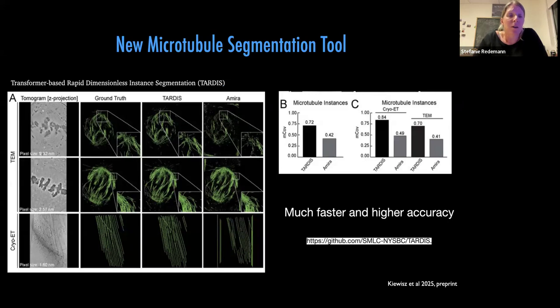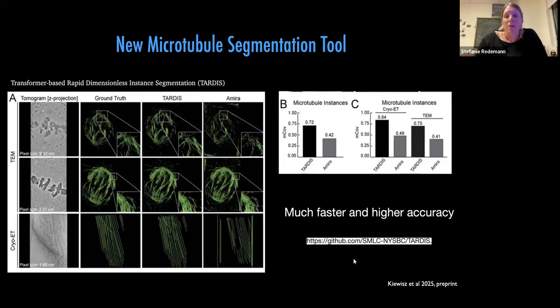We recently, together with the Müller-Reichert lab and Robert Kiewicz, who is here, have developed a different software. It's called TARDIS, or Transformer-Based Rapid Dimensionless Instant Segmentation. And this is freely available. So if you're interested, you can check it out here.